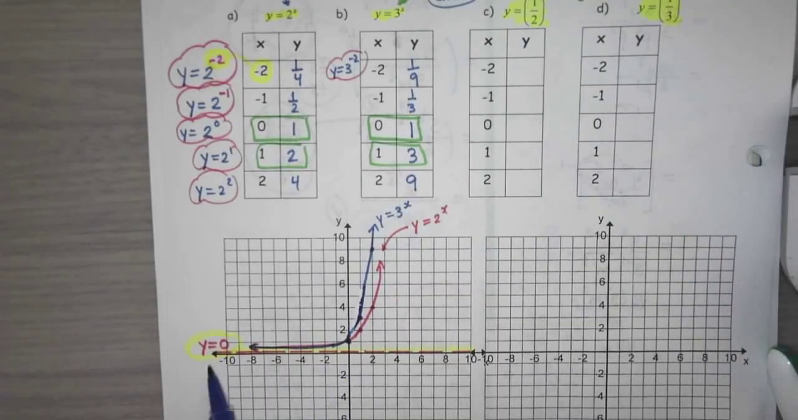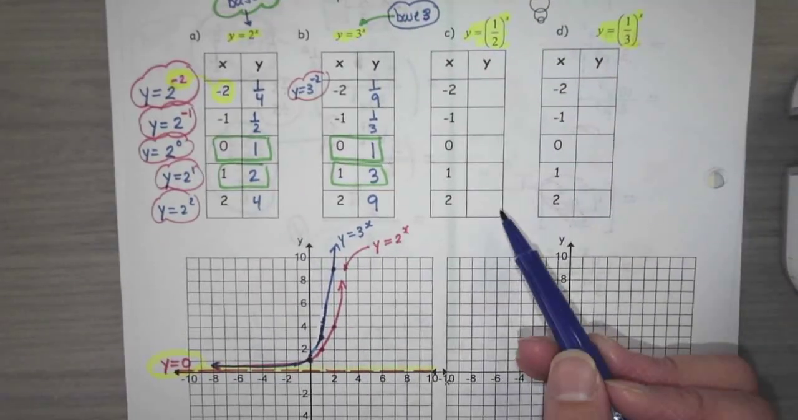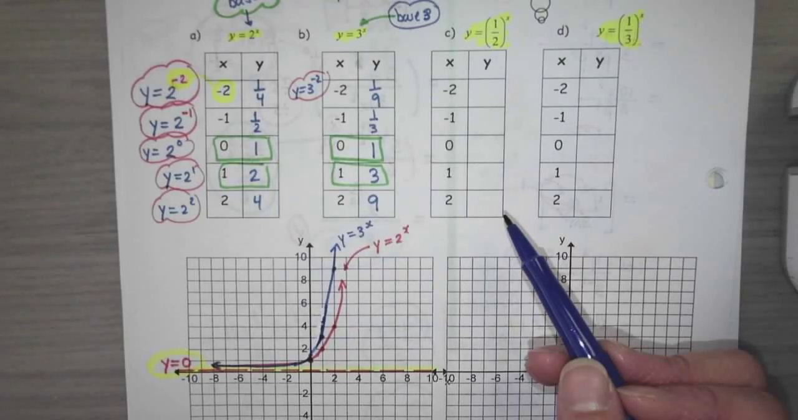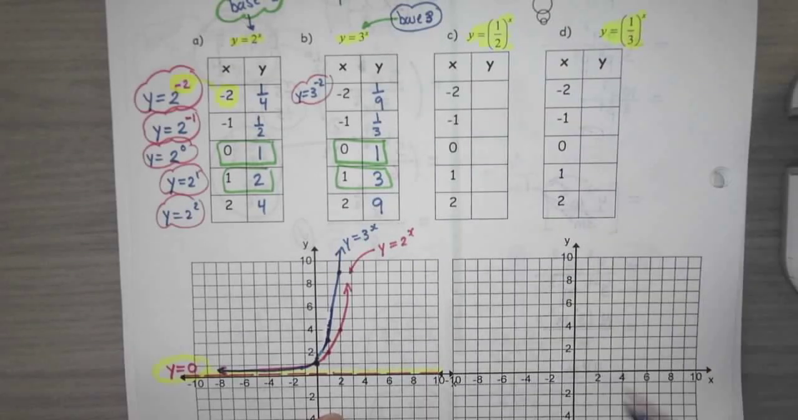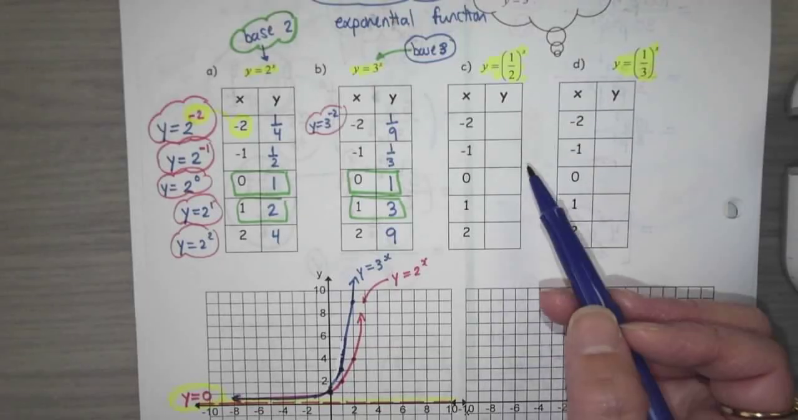So exponential has always got a horizontal asymptote on one side, and it floats up there. What happens if it's a fraction? It's exactly flipped. And look at this. So it's going to be exactly the opposite, but facing the other way.